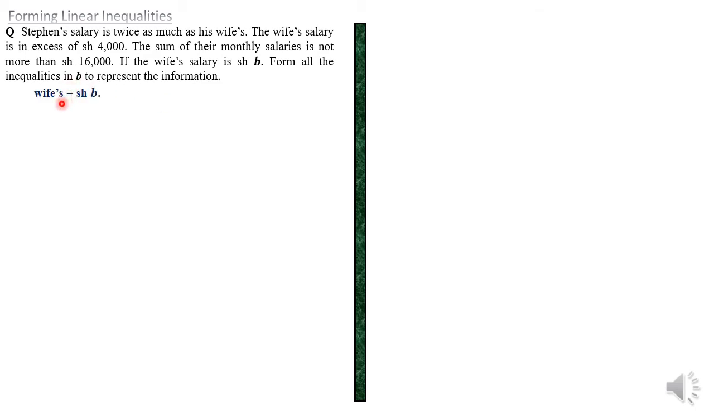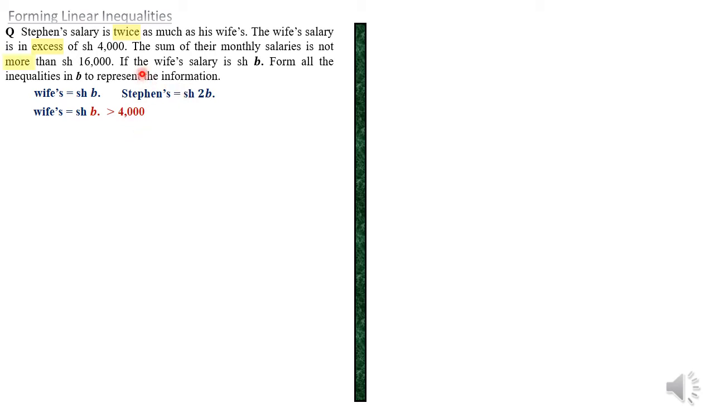Well, we are told the wife's salary is B, so we have the wife's salary is B shillings. That's an equation, not an inequality. But it also says Steven's salary is twice as much. That means we also have another equation. Steven's is 2B shillings. We are also told that the wife's salary is in excess of 4,000. That means it's bigger than 4,000. So we have the inequality B greater than 4,000. And that forms the first inequality.